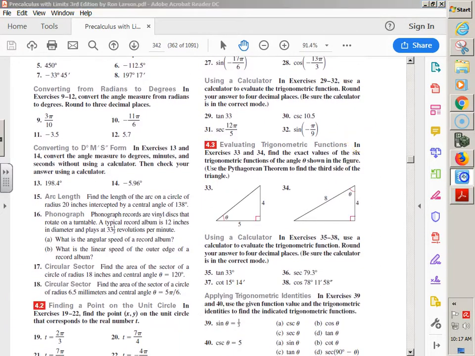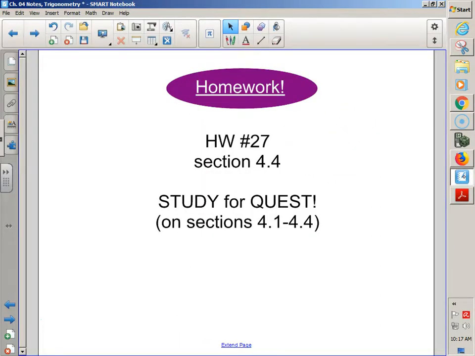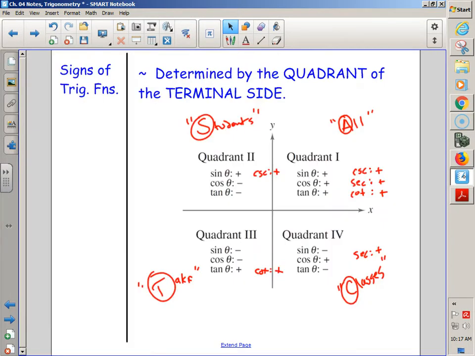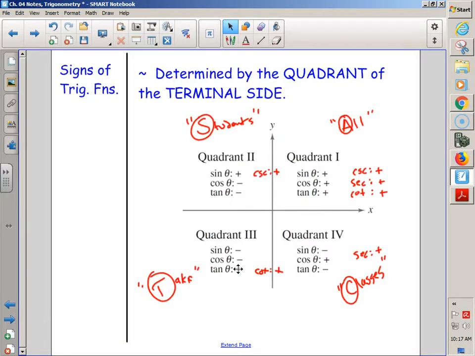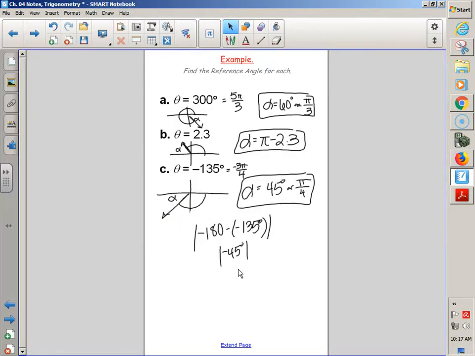Do you remember in our notes that one at the very beginning where it gave us a point? We went over a lot of homework questions on section 4.4, or at least quite a few. Remember this one where it gave us a point, and we drew a triangle, and from that triangle we were able to give our trig? That's a really important one to look at. And then remember how we had to find the reference angle. Important skill to have for tomorrow.